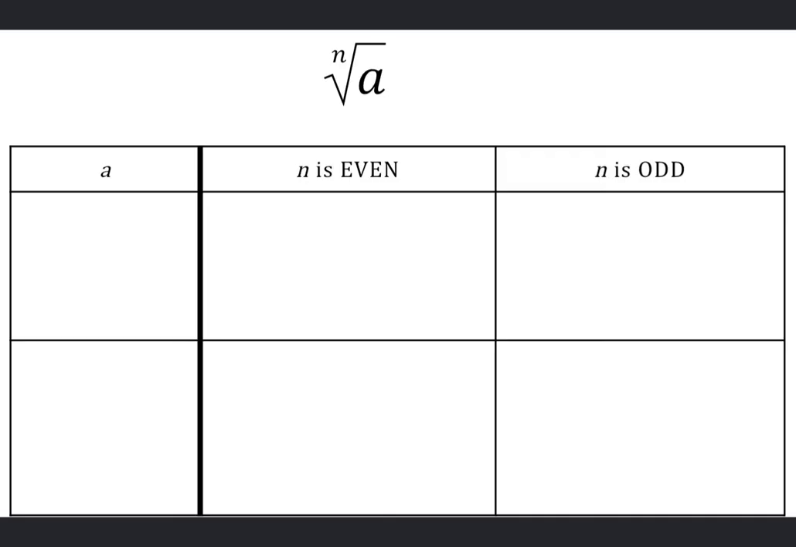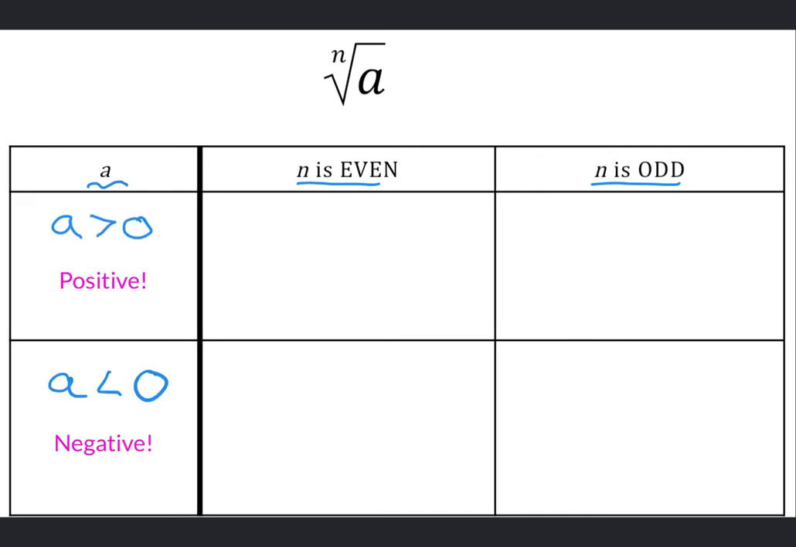Now we're going to get a little technical, and I have a little chart that's going to show how a might vary and how n might vary and what happens. Let's start by picturing values of a: when a is greater than 0, or positive, versus when a is less than 0, or negative. Let's look at how things change depending on if the root is even or odd.